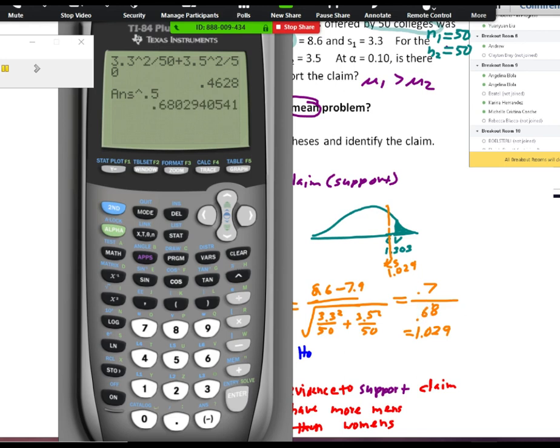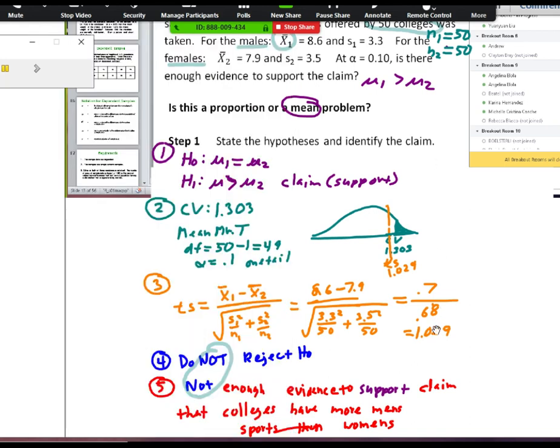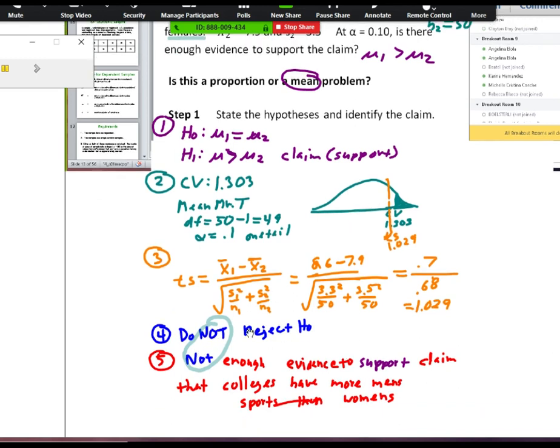And when you divide those, you get 1.029. So that's my test stat. 1.029, which is right in here. So that is in the not enough evidence category. Not guilty, not enough evidence, do not reject H0. So we do not reject H0, which means we do not have enough evidence.